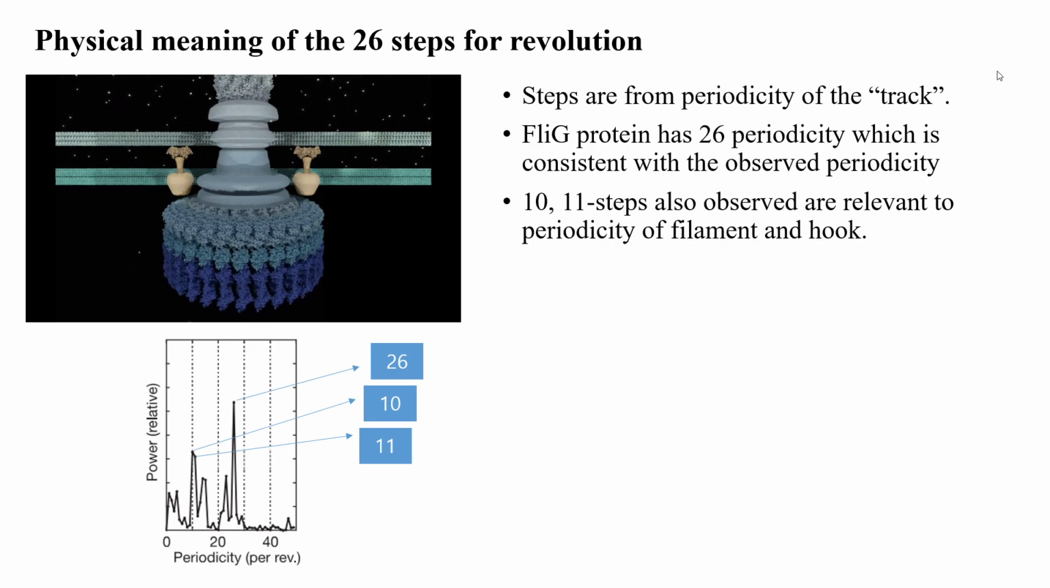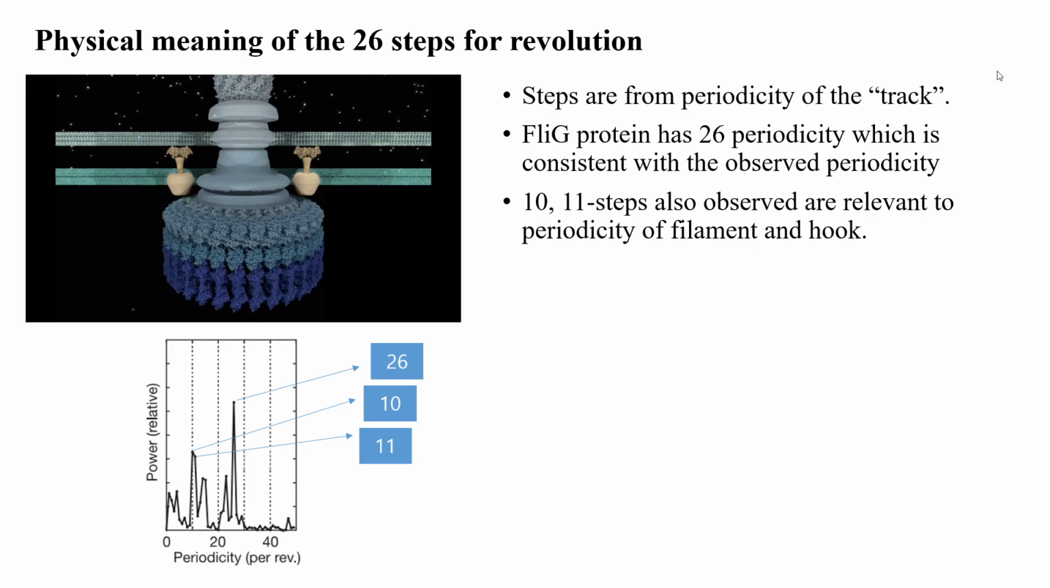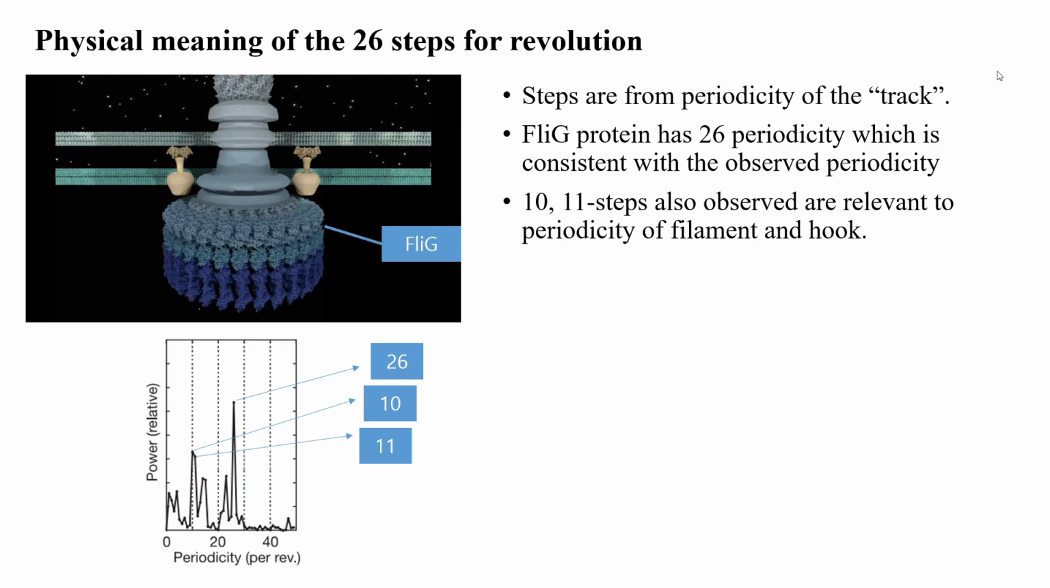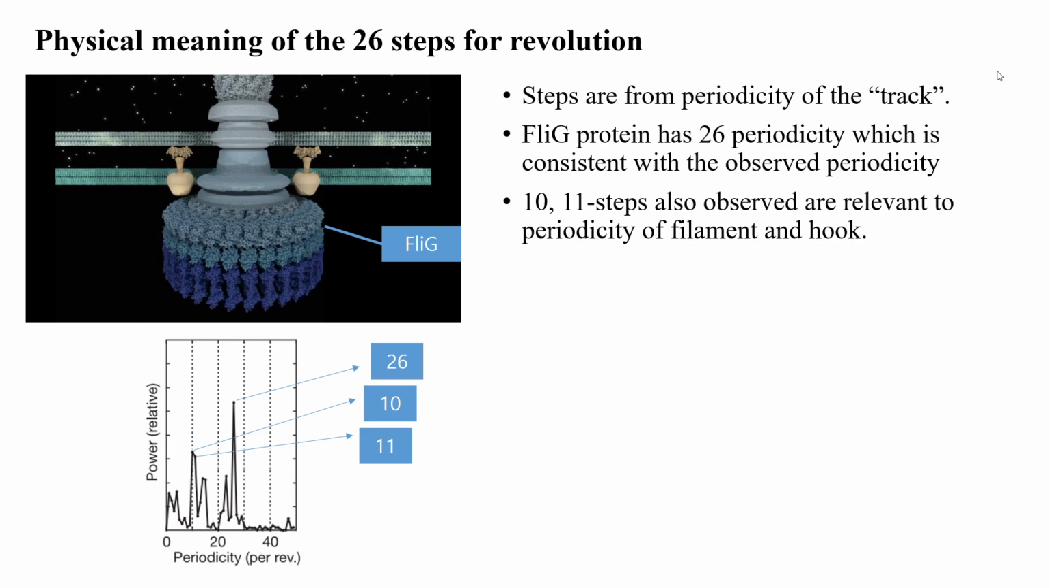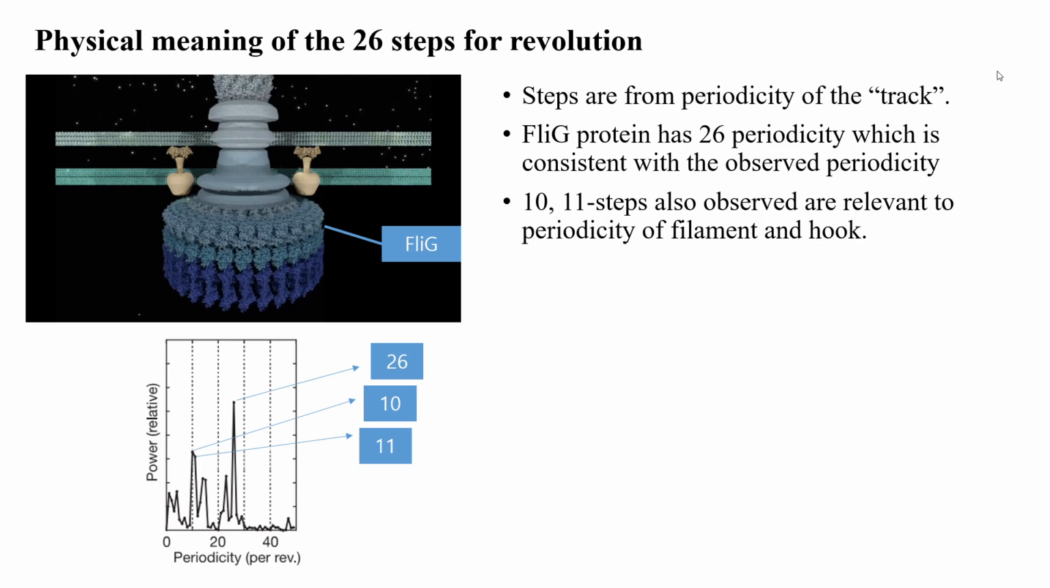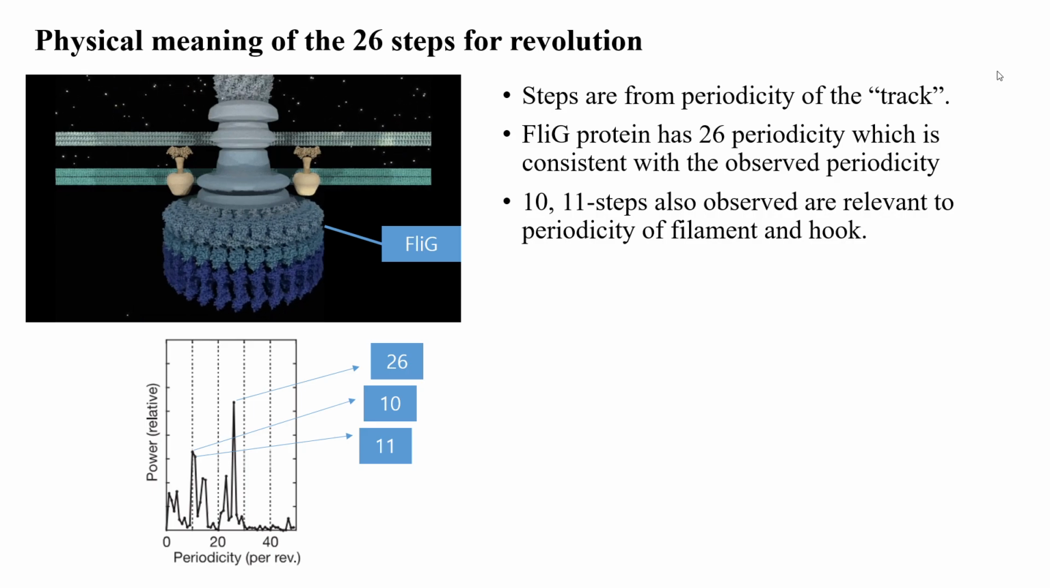Surprisingly, one of the rotor proteins, called FliG, has 26 periodicity in its geometry, which is consistent with the observed periodicity of rotation. Another surprising part is that we can observe 10 or 11-fold periodicity, and they are also relevant to the periodicity of filament proteins or hook proteins.